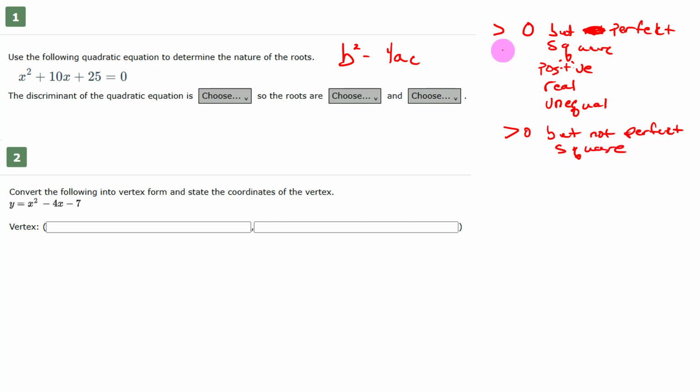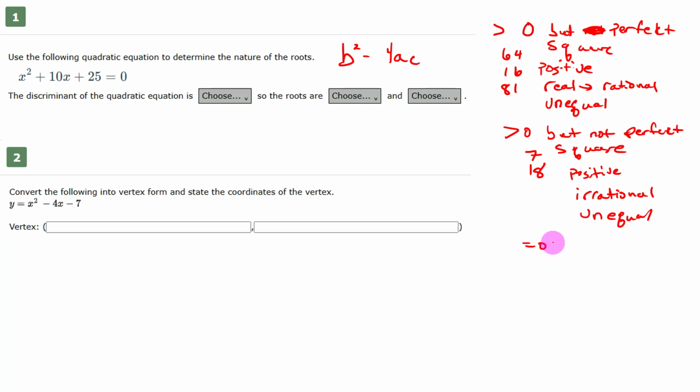So this means you get something like 64 or 16 or 81. Here you get like 7, 18, something like that. Then the discriminant is positive. It should be rational. And here, this one would be irrational and unequal.